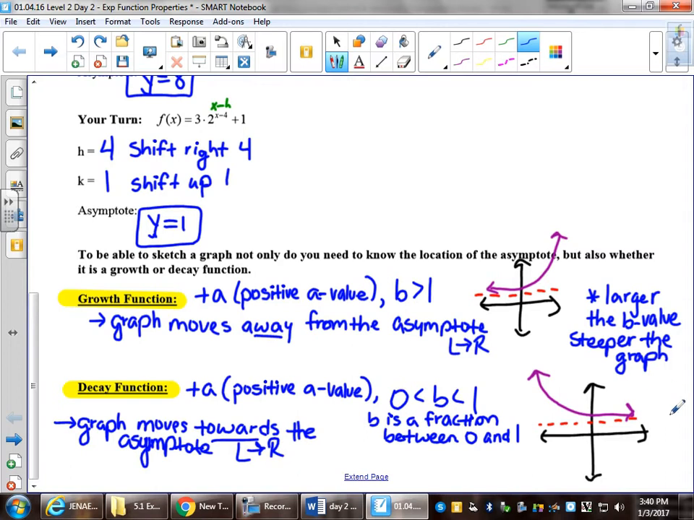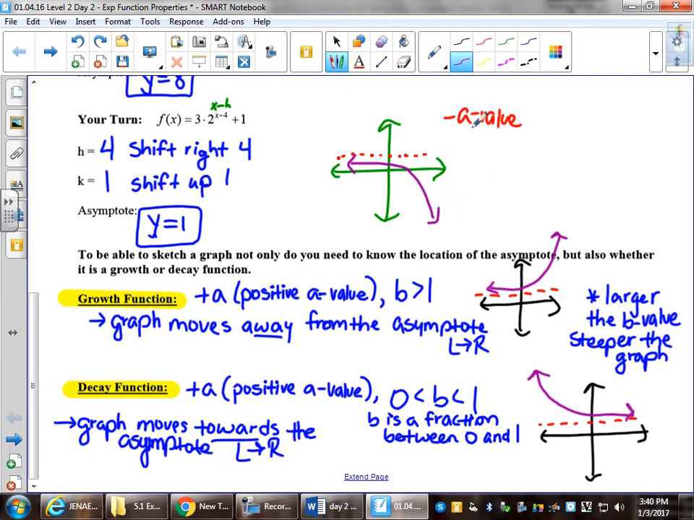For our class, we will not be looking at cases where a is negative, because as you notice, for both growth and decay, these are positive a values. Up here, I'm just going to sketch what would happen if a is negative. You are not required, don't put this in your notes. I just want to show you what it looks like. If I had a negative a value, that's when the graphs are below the asymptote.